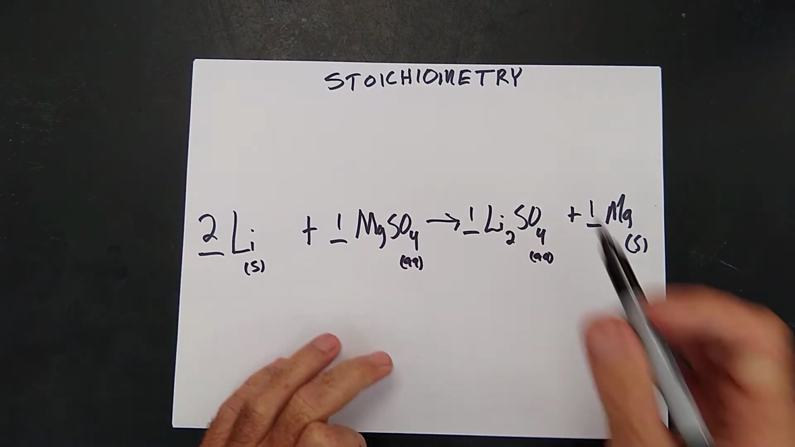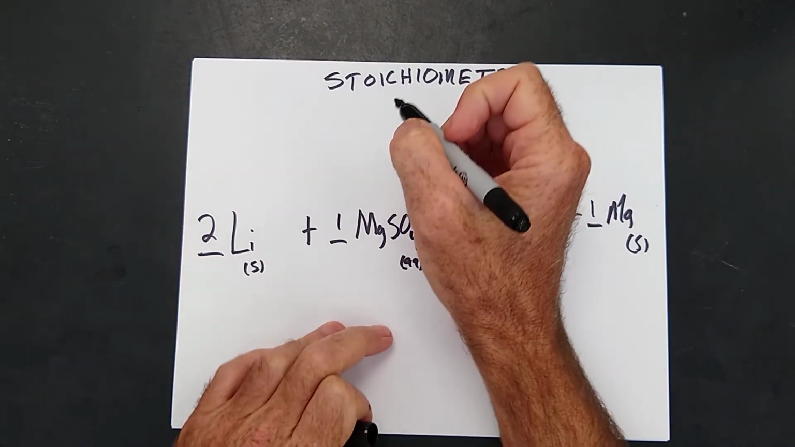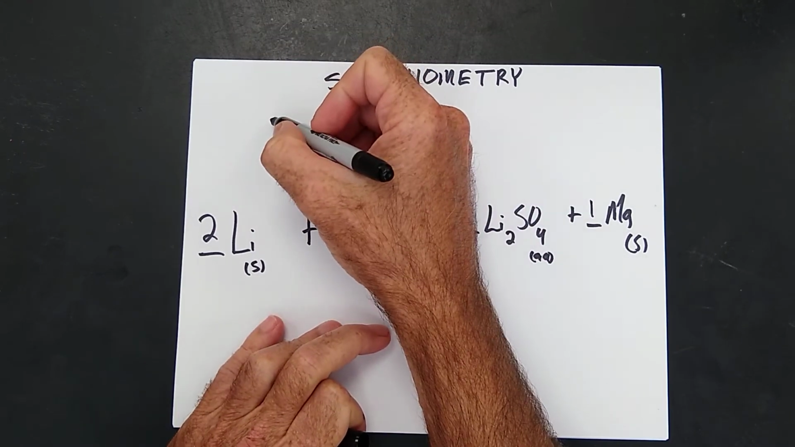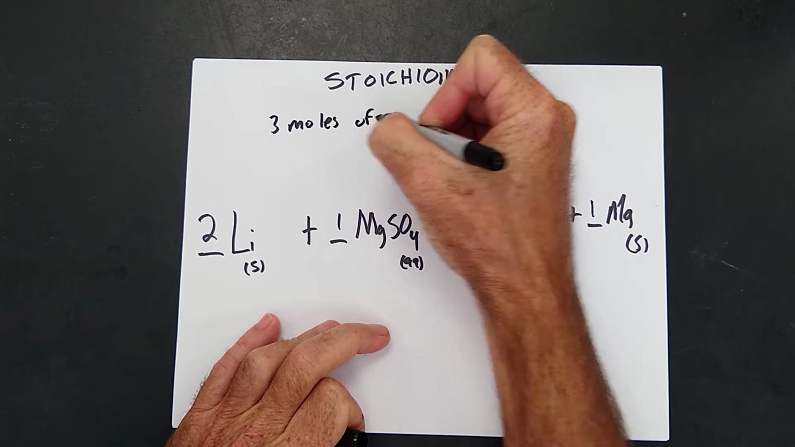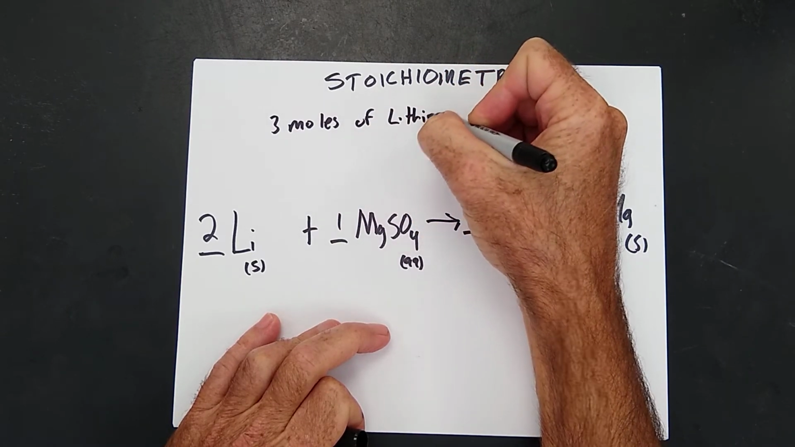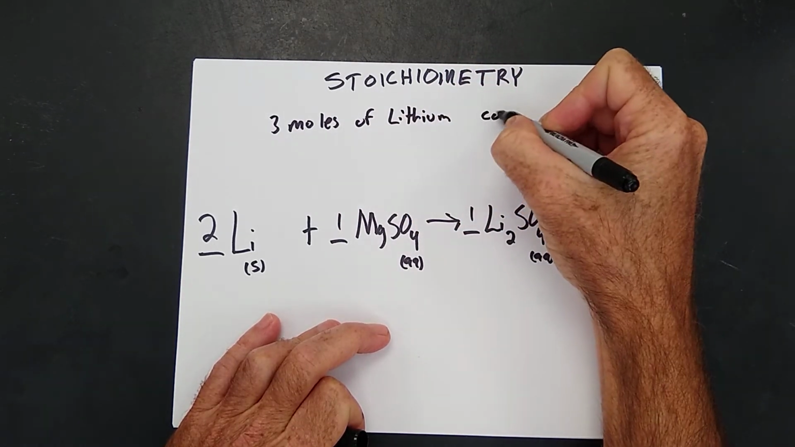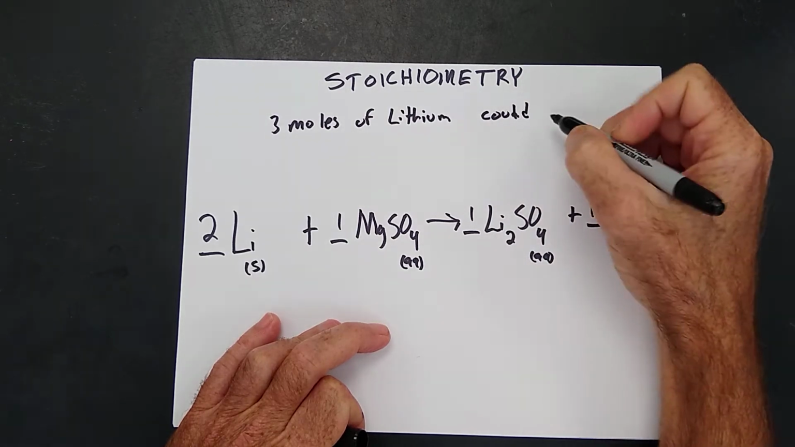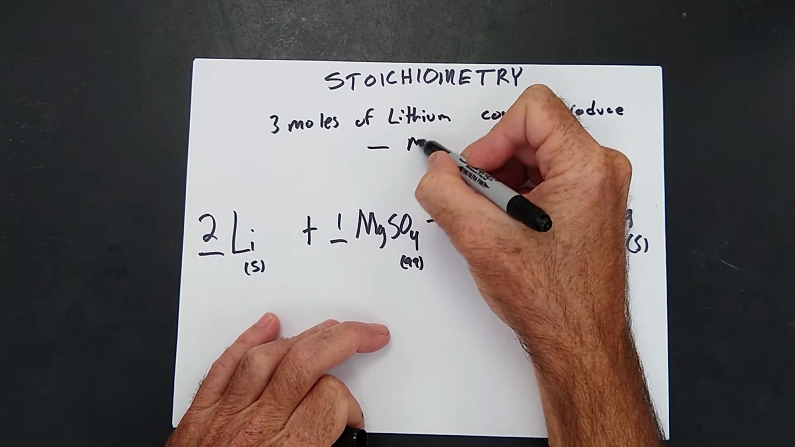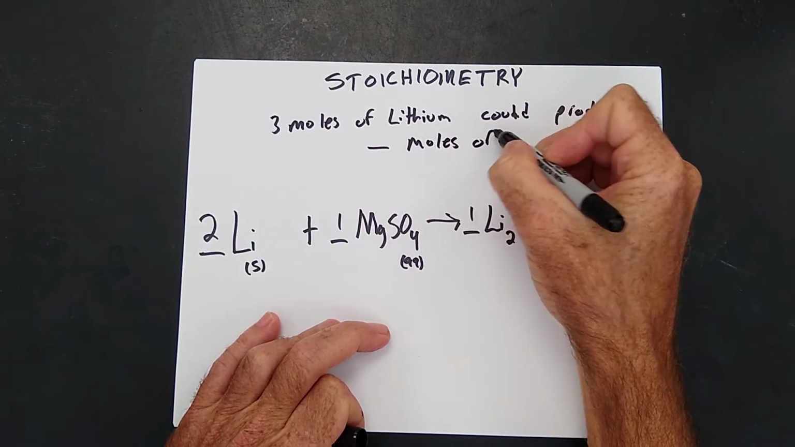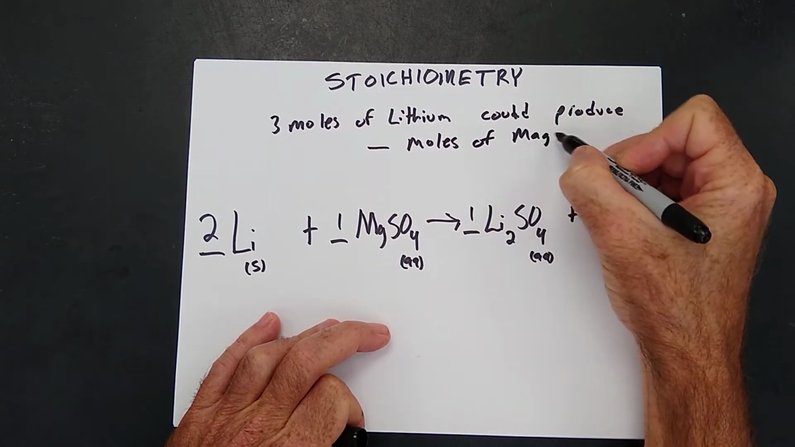Now, let me ask you a question. How about this? We're going to go old school. We're going to go easy from yesterday. 3 moles of lithium could produce blank moles of magnesium.